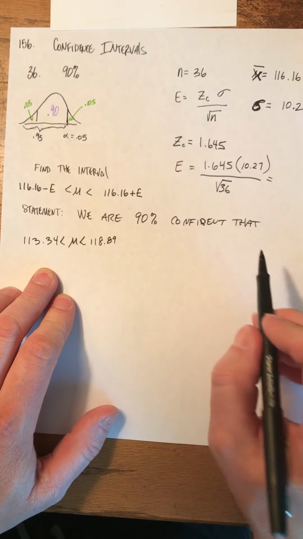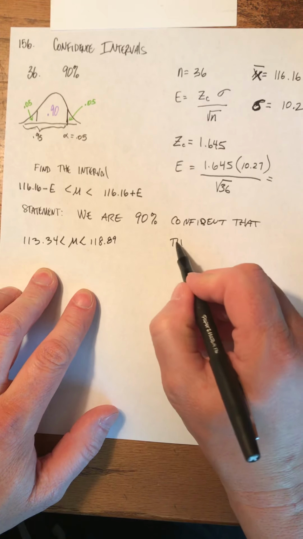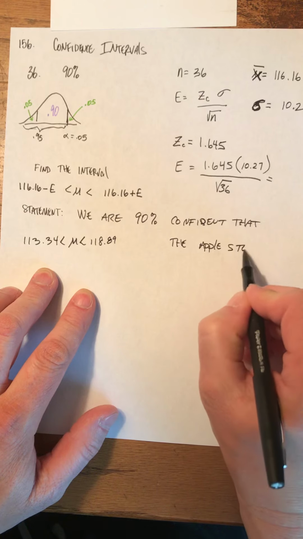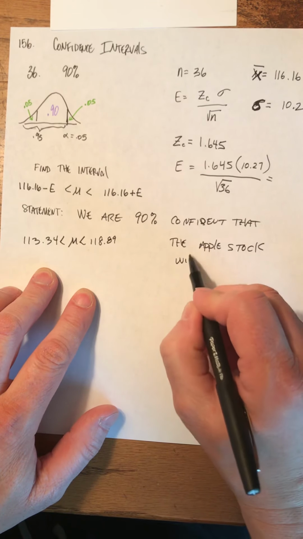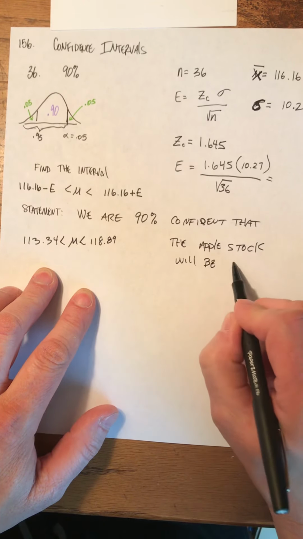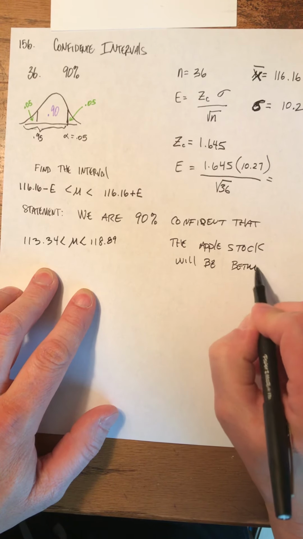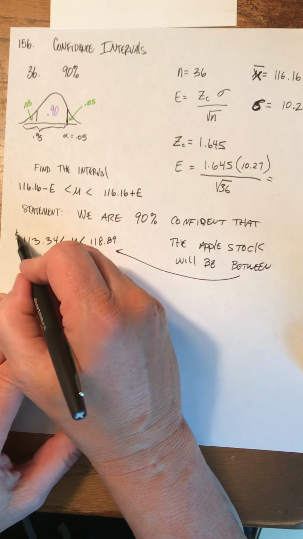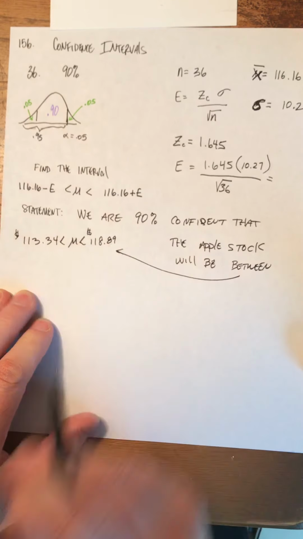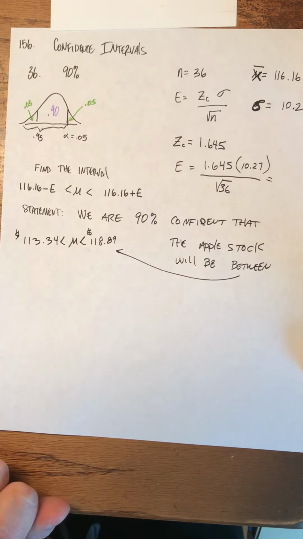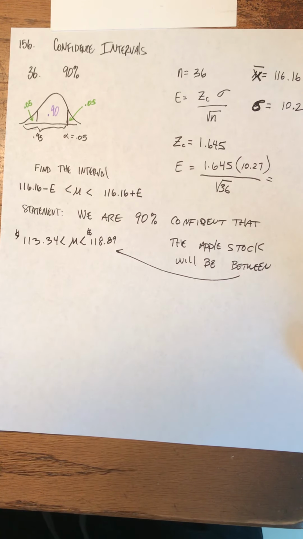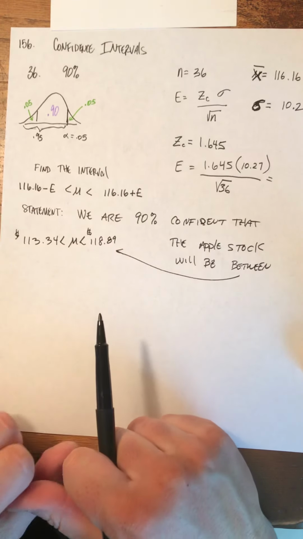90% confident that the Apple stock will be between these two scores, $113 and $118. We could be 90% confident that for that year, from February to February, our Apple stock is going to be somewhere between these two scores.